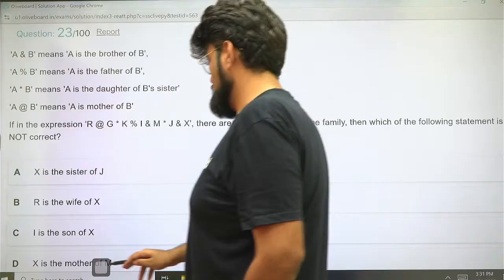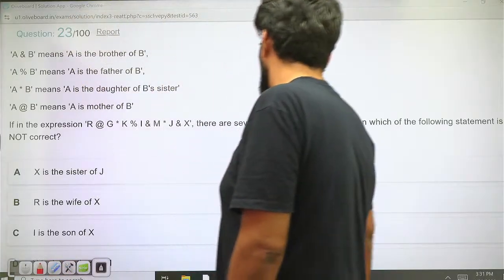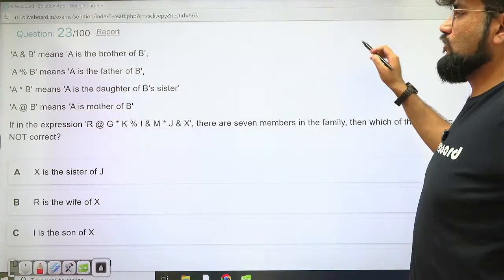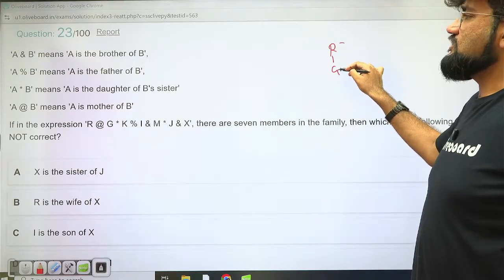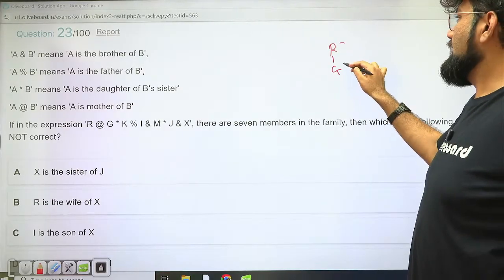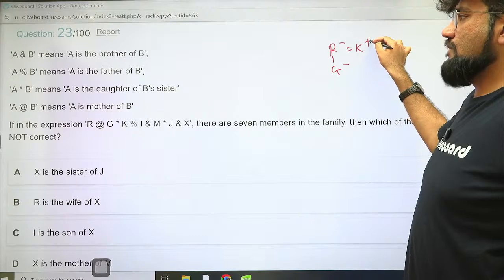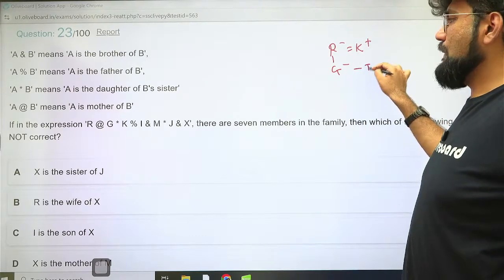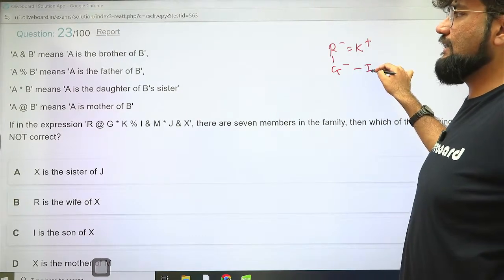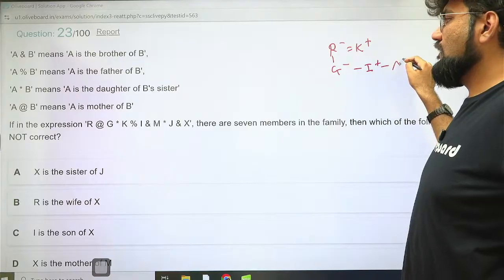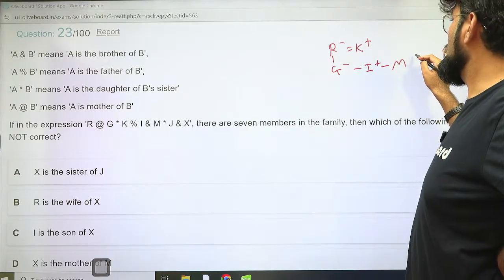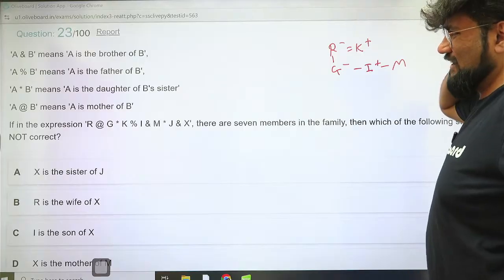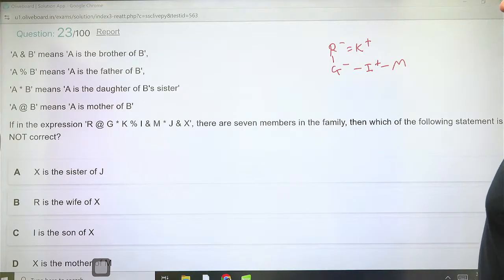In this expression, which of the following is not correct? Okay, r@g means r is the mother of g. G asterisk k, g is the daughter of k. K percent I, k is the father of I. I ampersand m, I is the brother of m. M asterisk j, m is the daughter of. Wait. Oh, my bad.